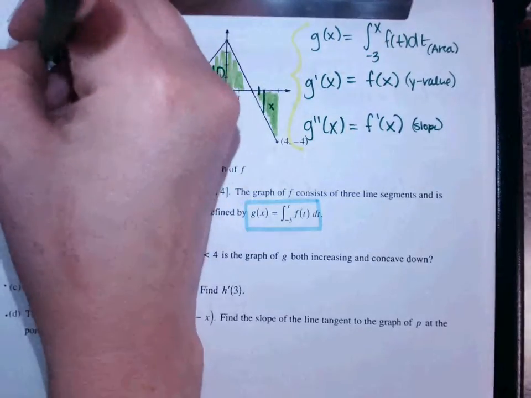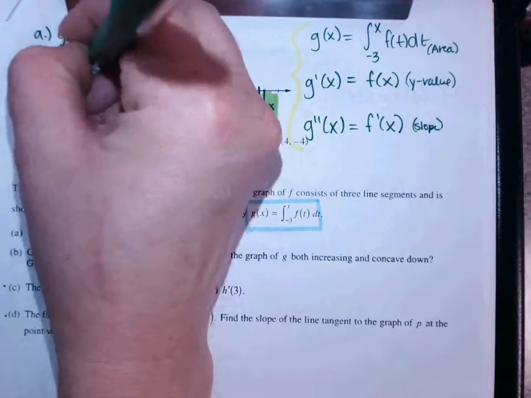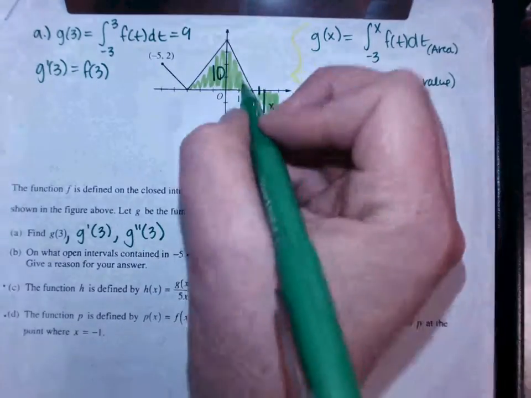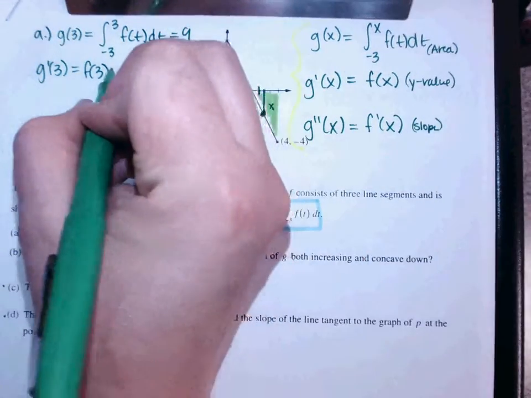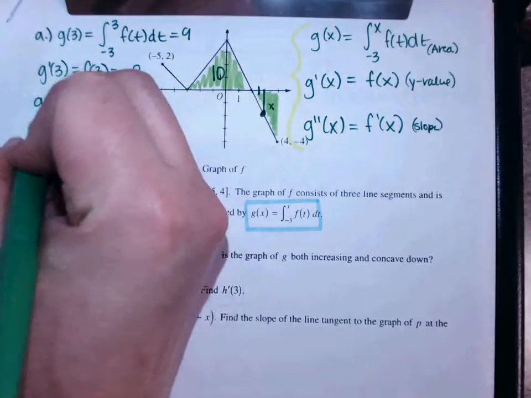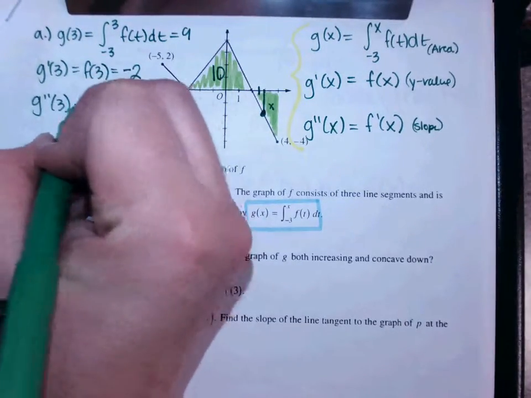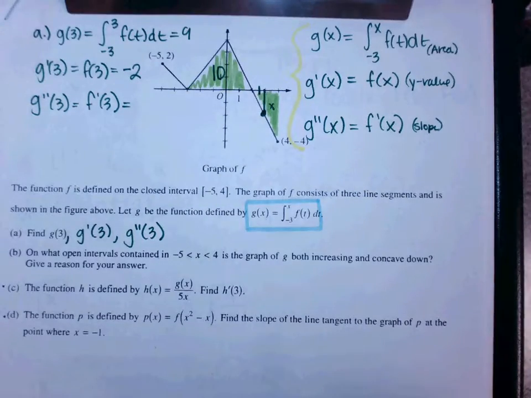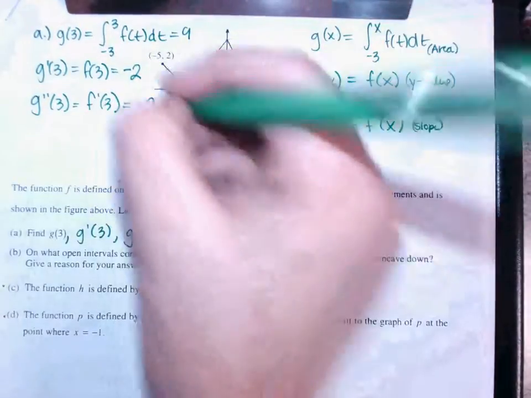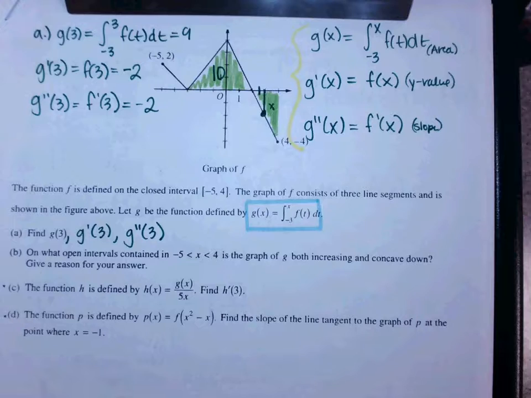Okay, G prime of 3 would be F of 3. What's F of 3? 1, 2, 3. Positive 2? Negative 2. G double prime of 3 would be F prime of 3, which is the slope. What's the slope of that line? Negative 2. Very good.